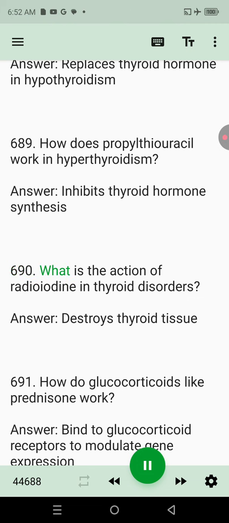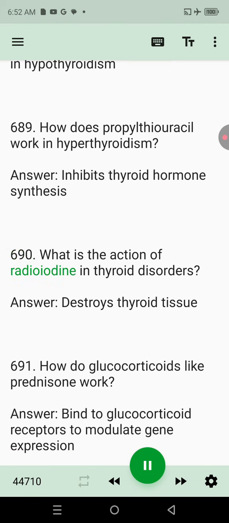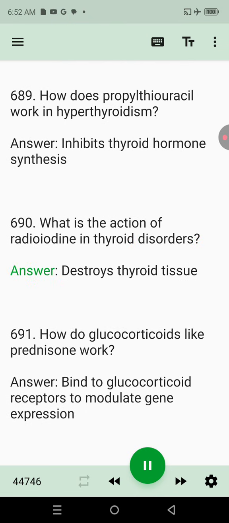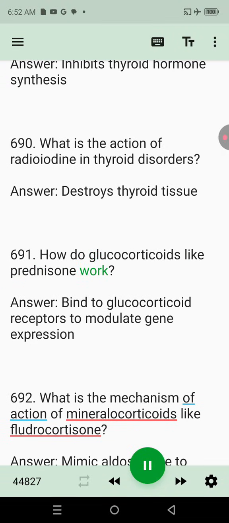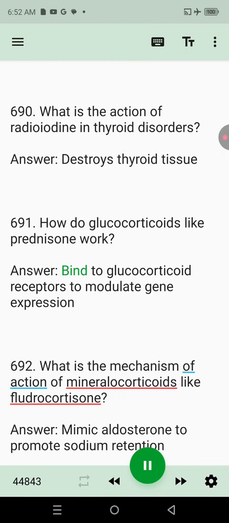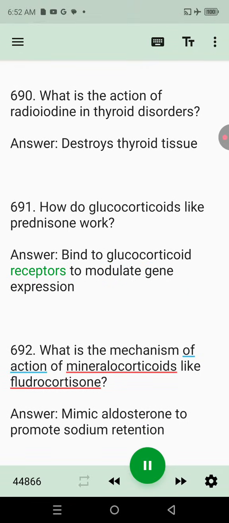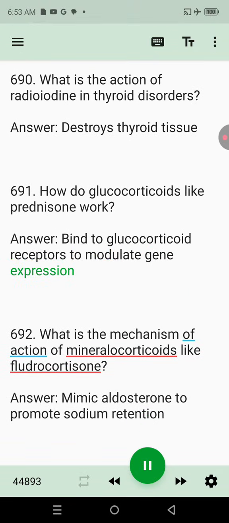690. What is the action of radioiodine in thyroid disorders? Answer. Destroys thyroid tissue. 691. How do glucocorticoids like prednisone work? Answer. Bind to glucocorticoid receptors to modulate gene expression.